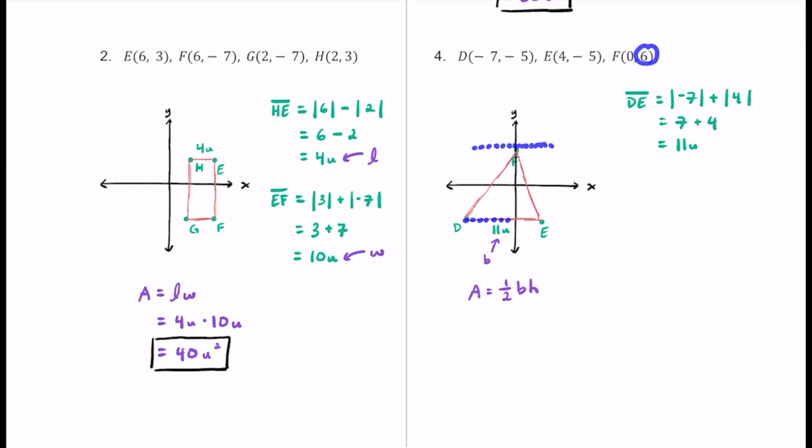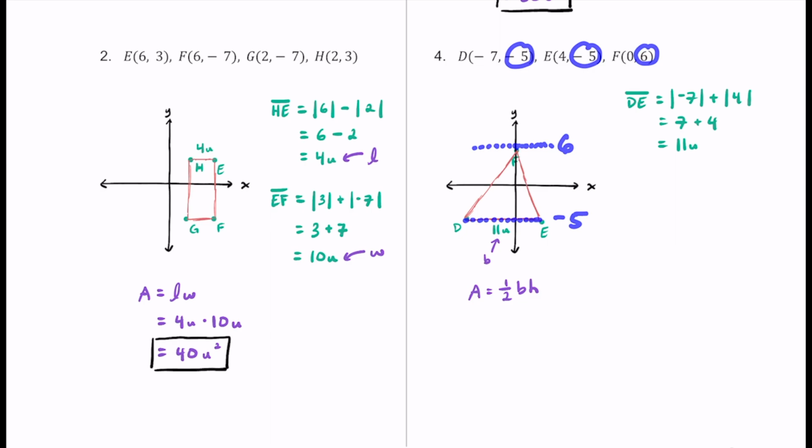And where's the bottom? Well, the bottom is along where D and E are. And those both have a height of -5 and -5. So we're really trying to find out the distance of 6, which is over here, and -5. How far is 6 from -5? Well, since they are in different quadrants, we're going to go ahead and add their absolute values.